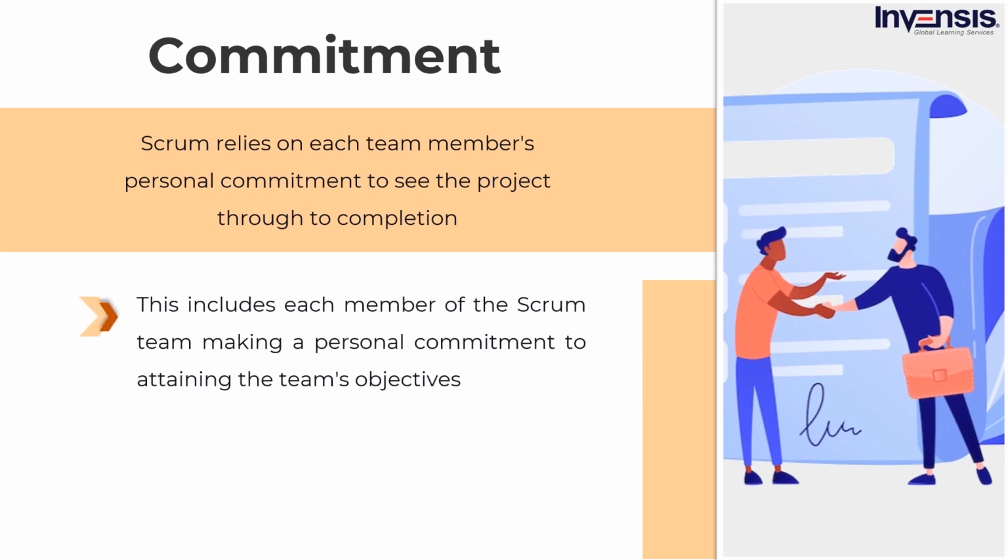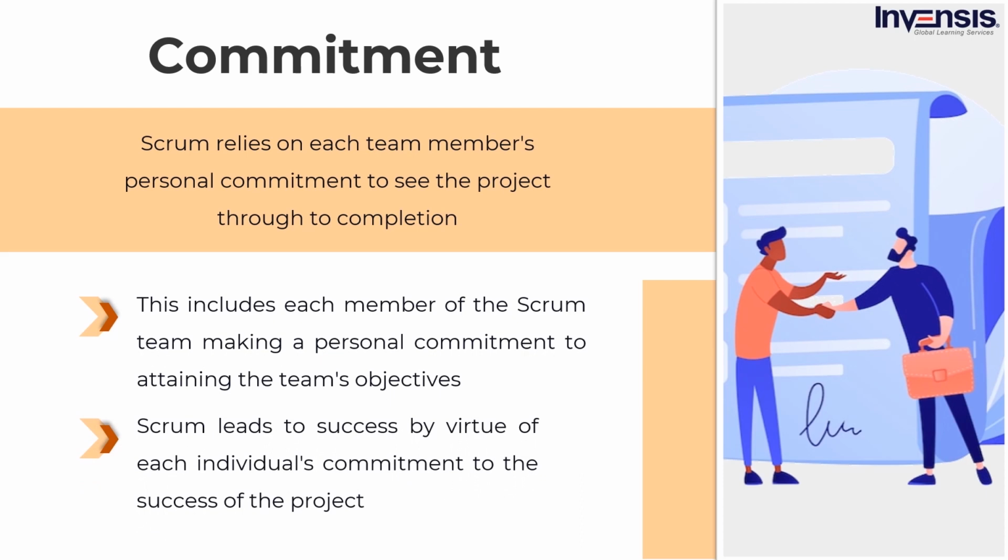Commitment includes each member of the Scrum team making a personal commitment to attaining the team's objectives. This commitment includes more than simply deciding to meet deadlines and other milestones. Although completing deadlines is part of the commitment, the scope extends well beyond milestones to reaching the organization's ultimate mission and goal. It's a dedication to learning, excellence, giving their all, the team and its collaboration.